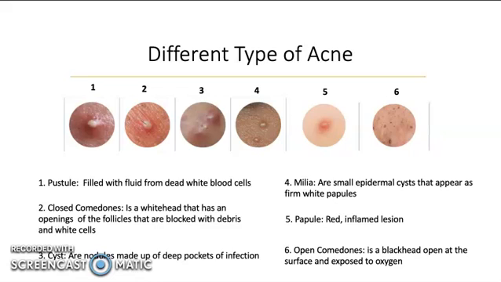The third is called a cyst, and it's a nodule made up of deep pockets of infection. The fourth is a milia, or small epidermal cyst that appears as firm white papules. The fifth one is a papule, which are red inflamed lesions, which can convert into a pustule. And lastly, we have the open comedone, which is a blackhead opened at the surface and exposed to oxygen.